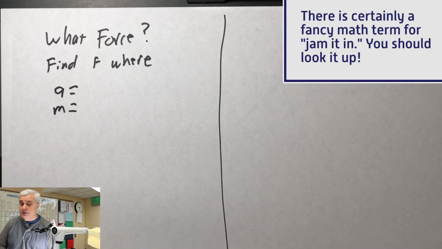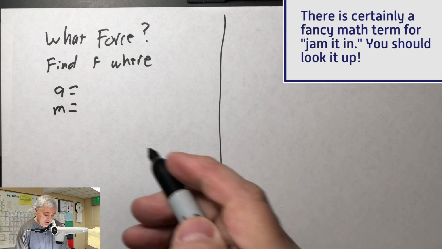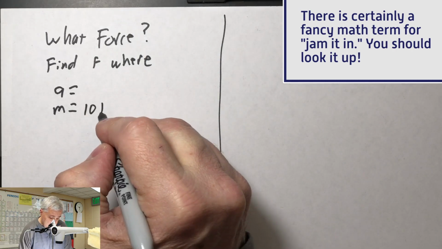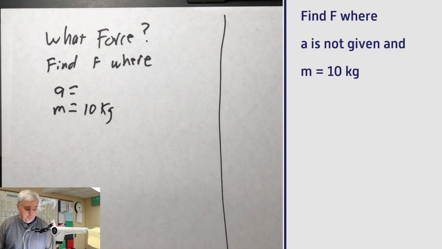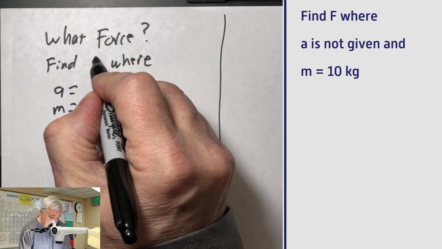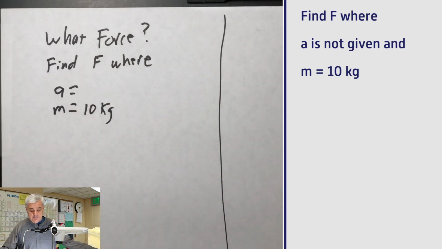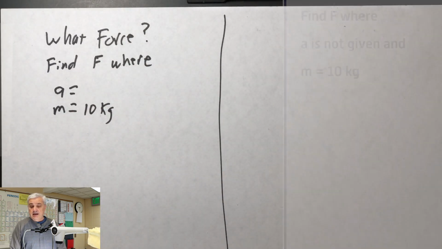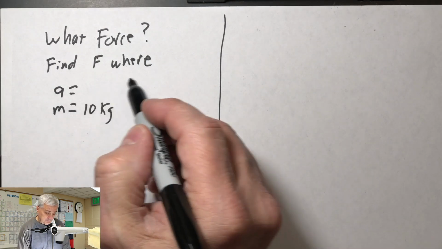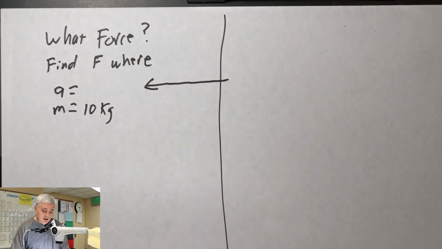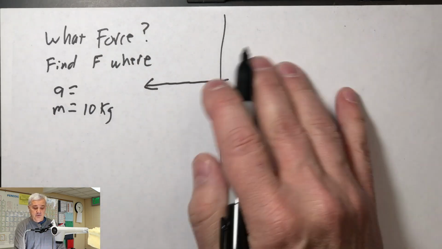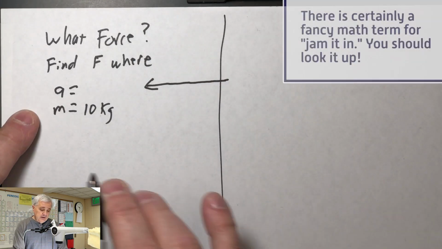Well, right away at the beginning of the problem it says mass of 10 kilograms. So I'm going to put 10 kilograms in for my mass. Find F where A equals something, and A is not given. So we're going to have to get A from the other side of the page. We're going to have to get A from over here. So we're going to have to find A.